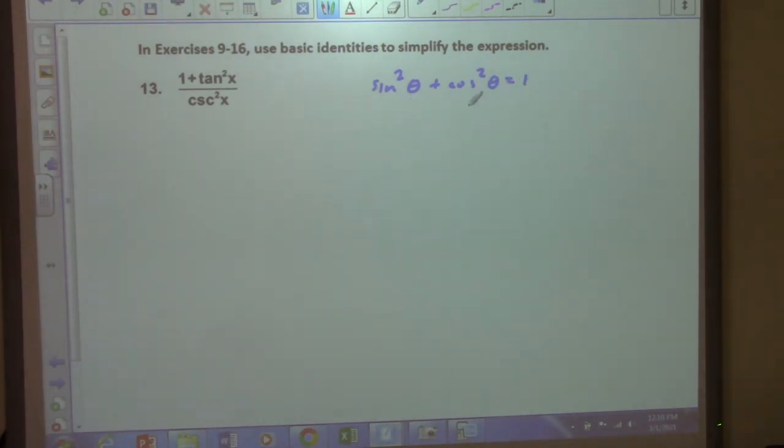What happened when we divided by sine squared theta? Or, excuse me, by cosine squared theta? So you divide by cosine squared theta. Equals secant, that's 1 over cosine squared theta, yeah. So what you get is tan squared theta plus 1 equals secant squared theta.